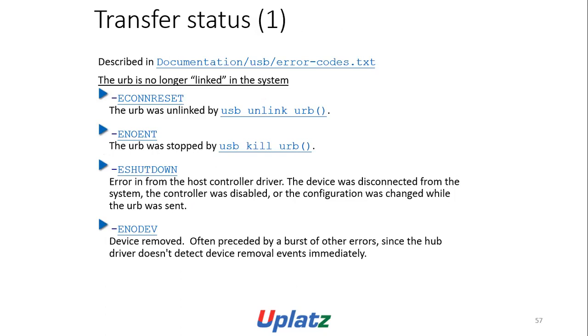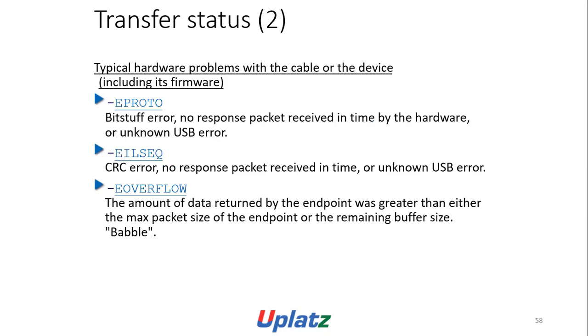Transfer status is described in the documentation, usb-error-codes.txt. -ENOENT: the URB is no longer linked in the system. -ECONNRESET: the URB was unlinked by usb_unlink_urb. -ENOENT: the URB was stopped by usb_kill_urb. -ESHUTDOWN: error from the host controller driver; the device was disconnected from the system, the controller was disabled, or the configuration changed where the URB was sent. -ENODEV: device removed, often preceded by a burst of other errors, since a driver does not detect device removal events immediately. Transfer status also reflects two typical hardware problems, with the cable or the device, including the firmware.